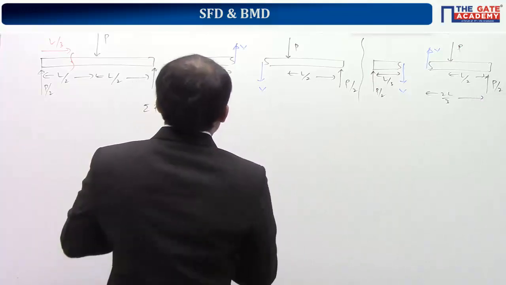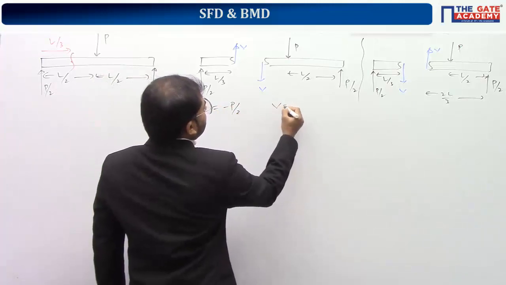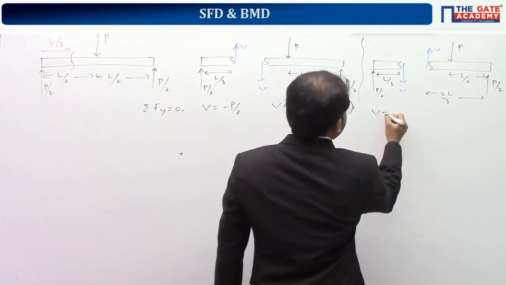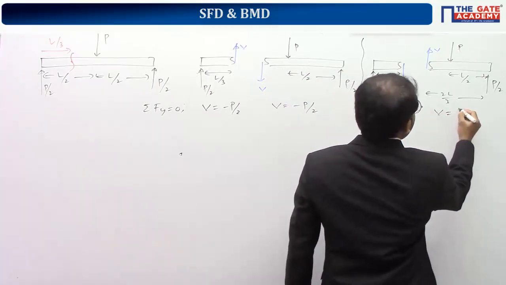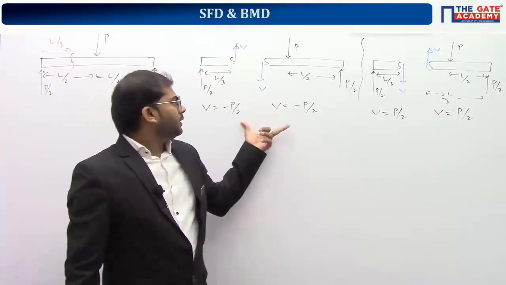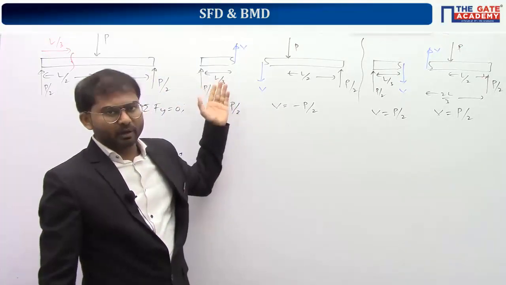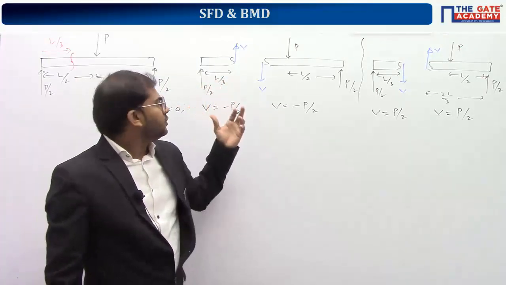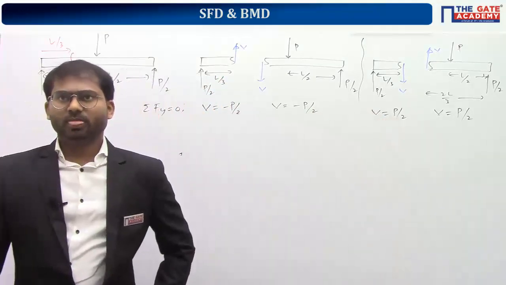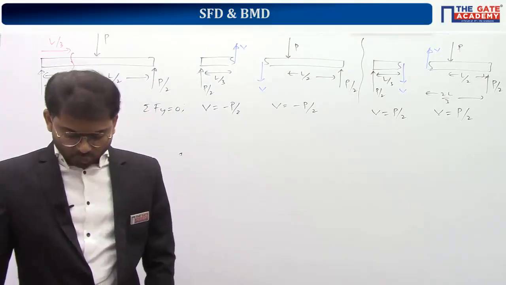So here, you will get V is equal to minus P by 2. Here also you will get V is equal to minus P by 2. Here you will get V is equal to P by 2, and here also V is equal to P by 2. Everybody, kindly check. You should get the same values when you take any side of the cut. So minus P by 2, minus P by 2, here P by 2 and P by 2. Okay, clear? Everybody got this correctly, I hope.